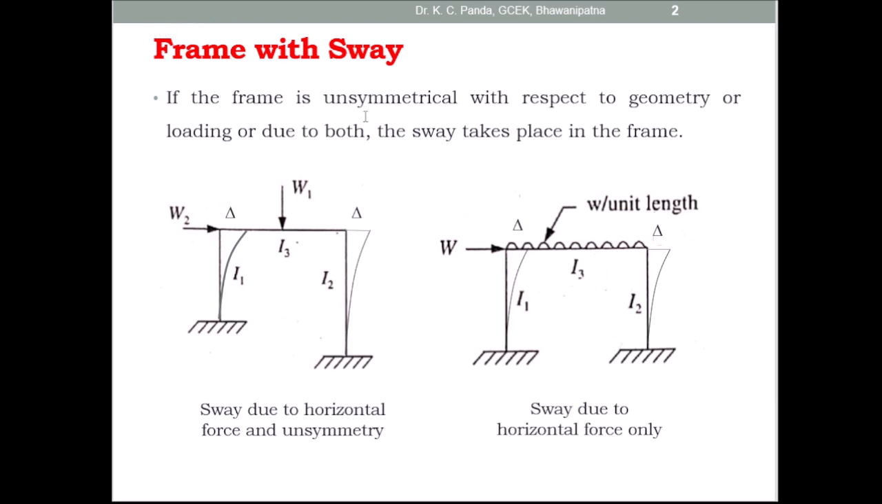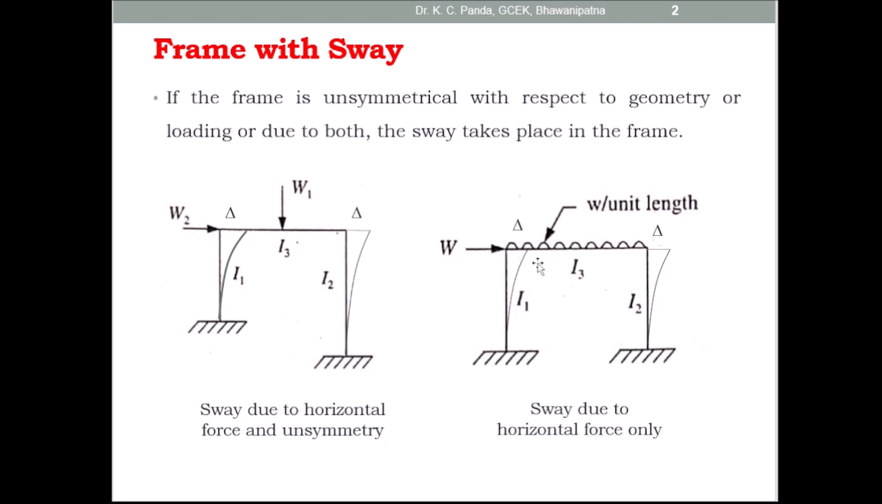If the frame is unsymmetrical with respect to geometry or loading, or due to both, sway of the frame takes place. So look at this figure. Here there are two loads. One load is on the horizontal member, another load is at the joint B. So this is A, B, C, D. Due to this load, the sway of the frame takes place. So this is an example of a sway frame: sway due to horizontal force and unsymmetry.